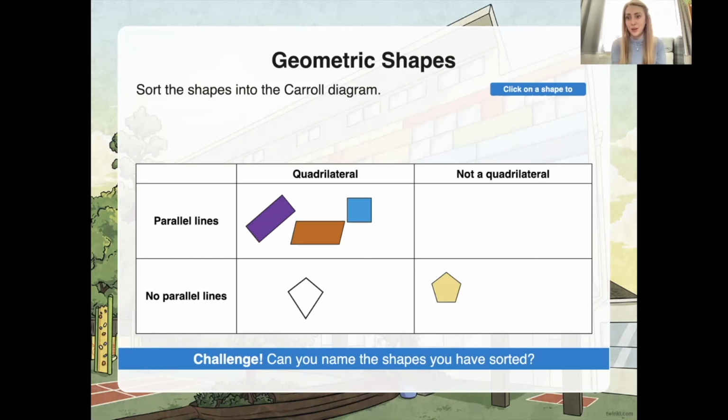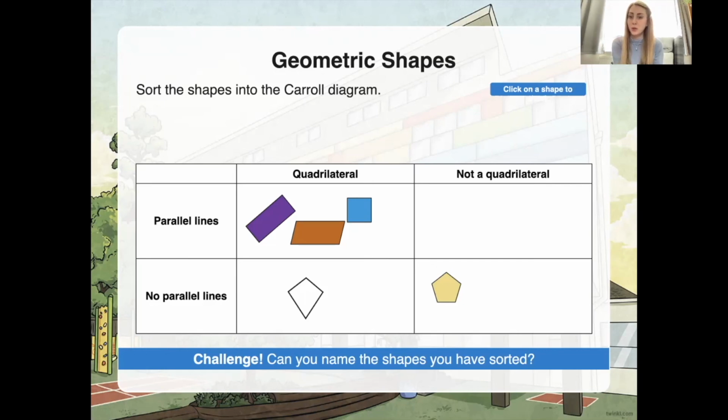What I would like you to do after watching this video is to have a go at the parallel and perpendicular line sheet that is below. And then we have got some shapes for you and some blank Carroll diagrams so that you can have a go at sorting the shapes however you want to.